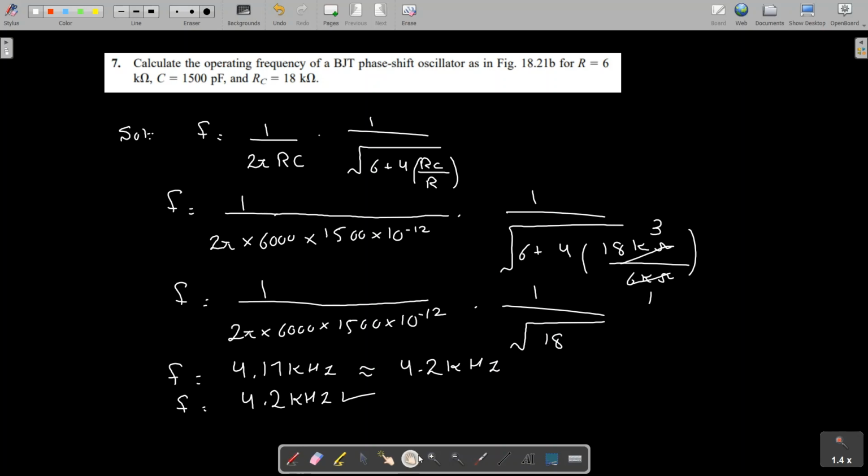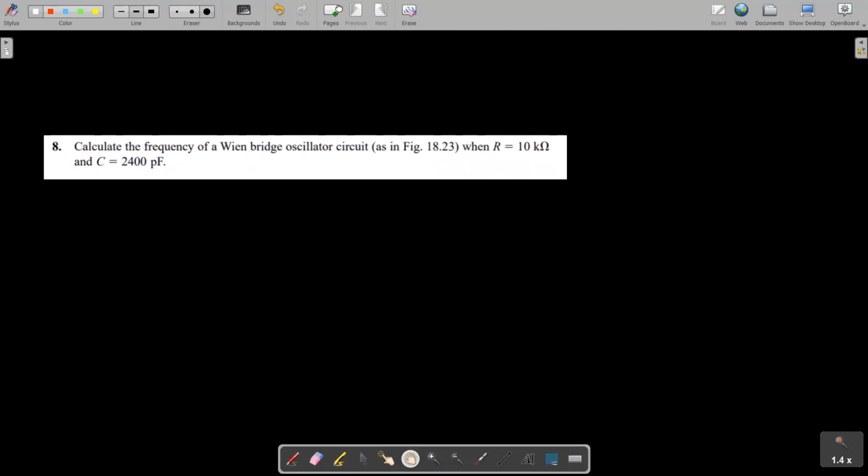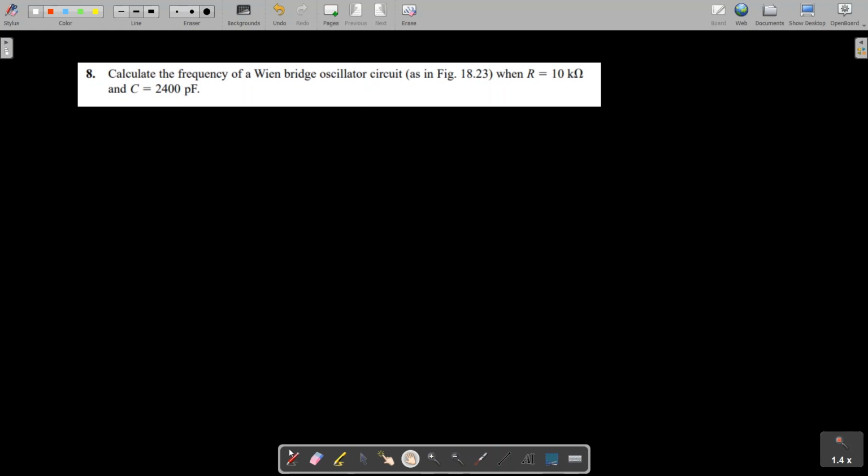This is your answer. Now next is your problem number 8. In this problem, we are going to calculate the frequency of the Wien bridge oscillator, when R is equal to 10 kilo ohm and C is equal to 2400 picofarad. Again, the frequency of the Wien bridge oscillator is given as F is equal to 1 divided by 2 pi under root R1C1 R2C2. But since we are given with only R and C, it means that R1 is equal to R2 and C1 is equal to C2.